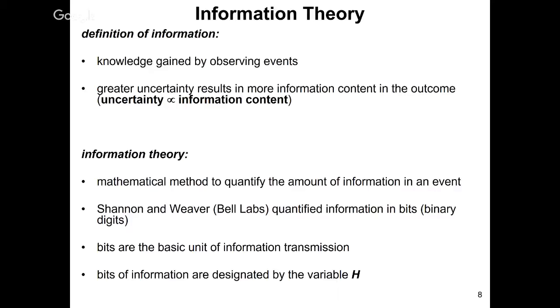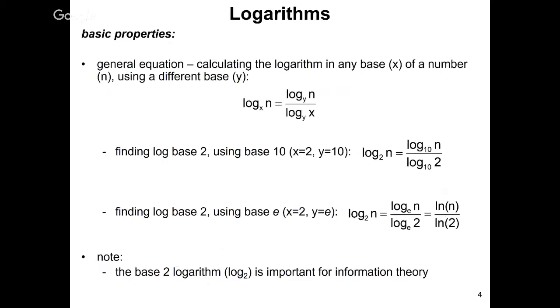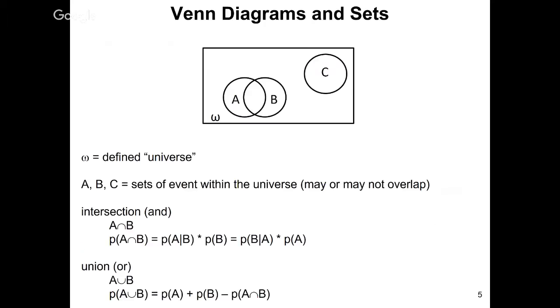Anyway, so in information theory, that's why we use log base 2 a lot, because we're going back to bits, and the most basic level of information is binary: yes, no, on or off. And that's how computers work.